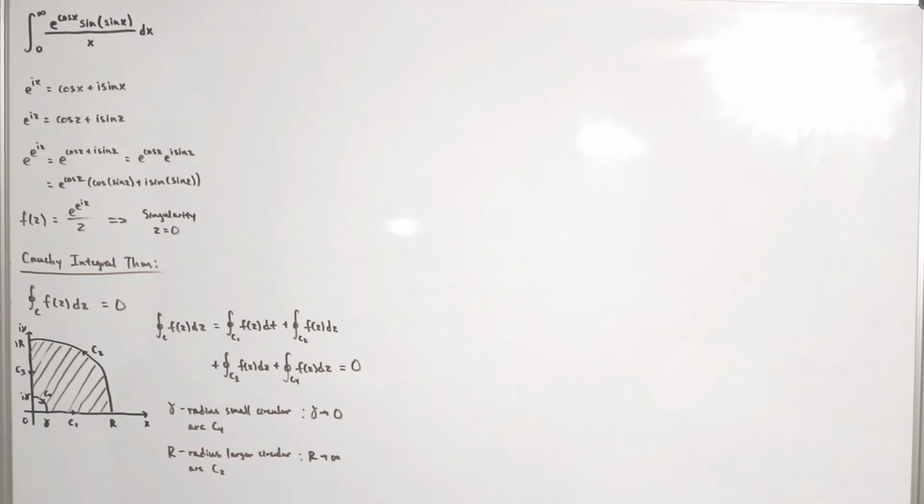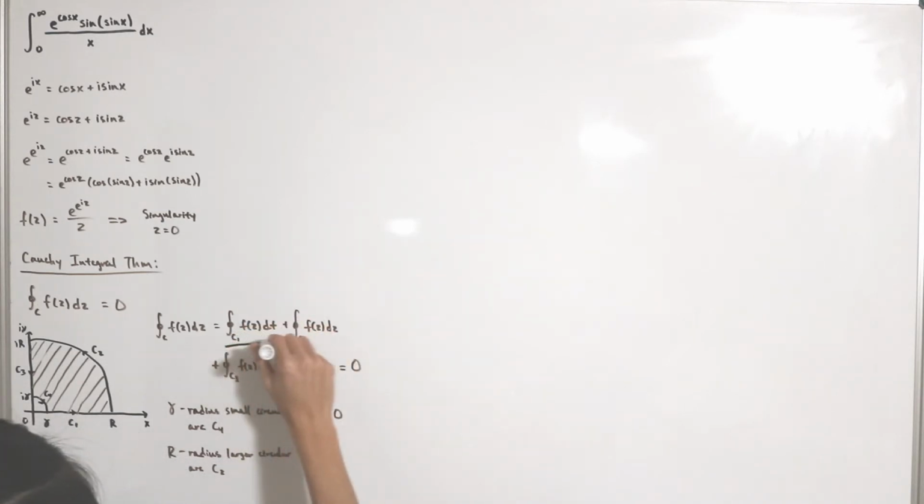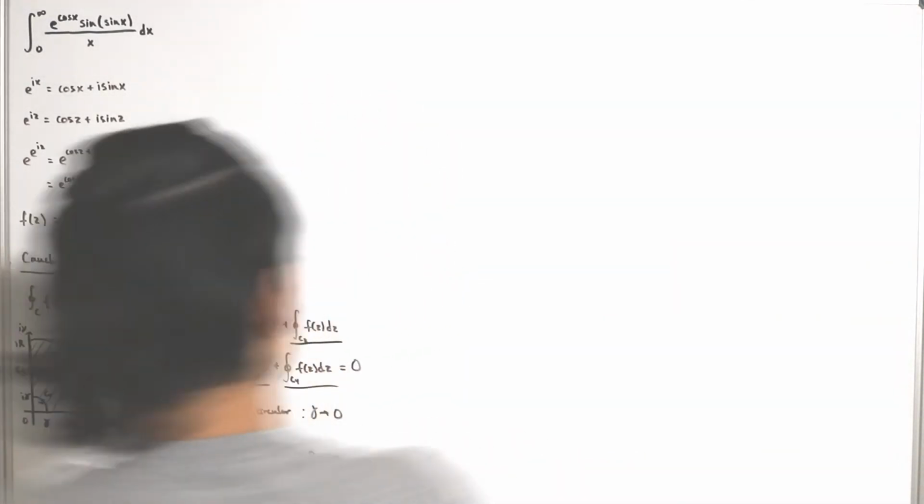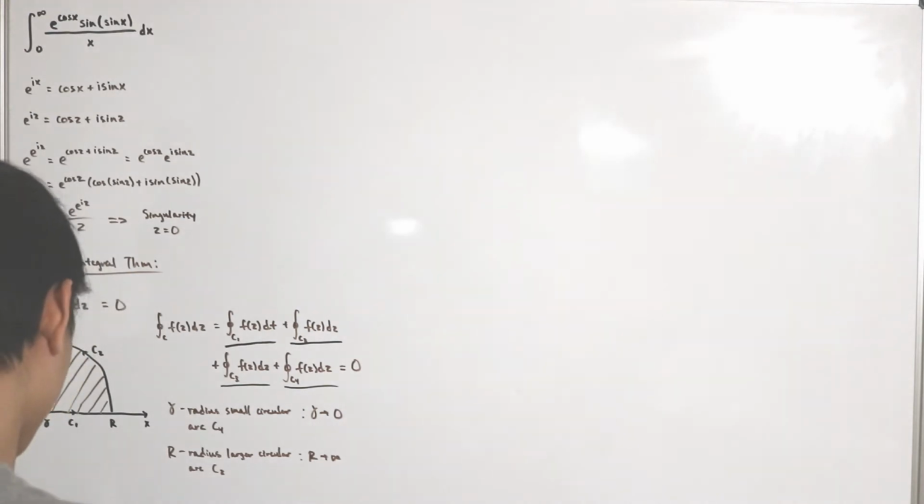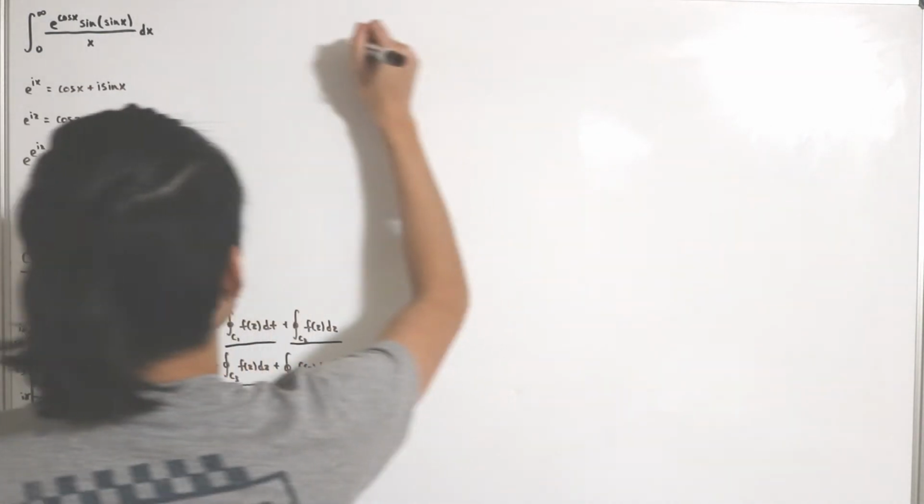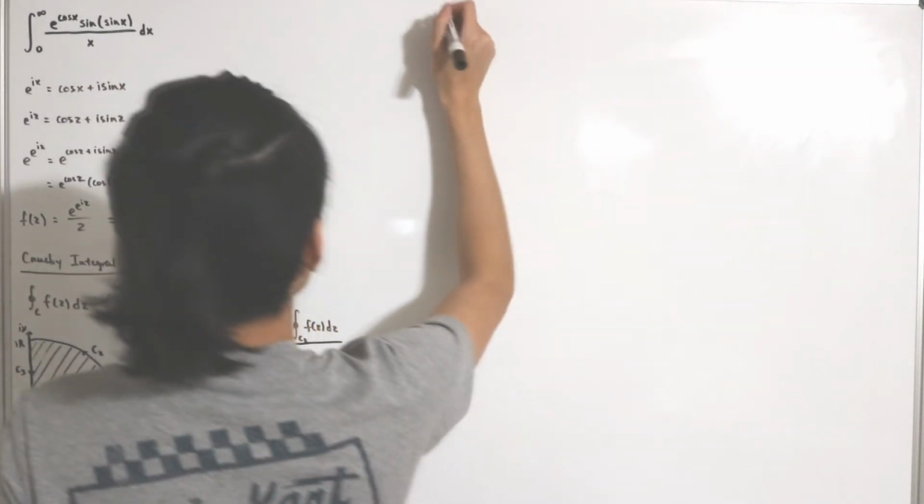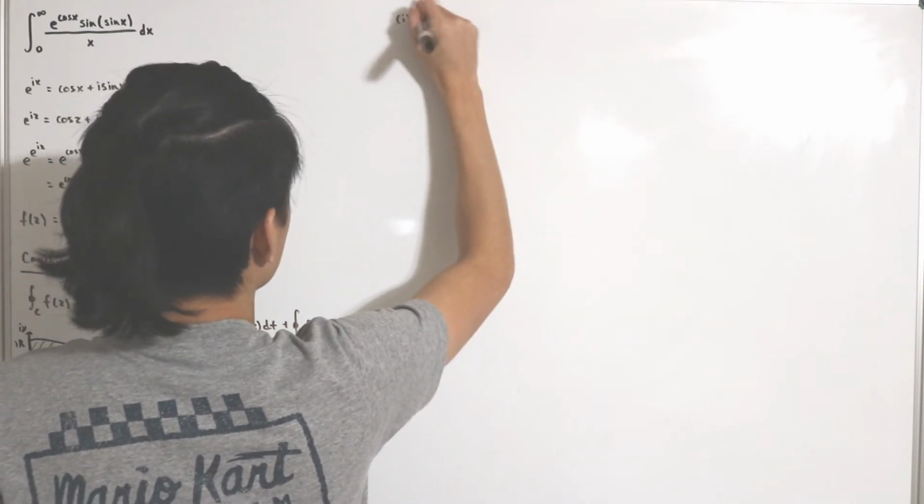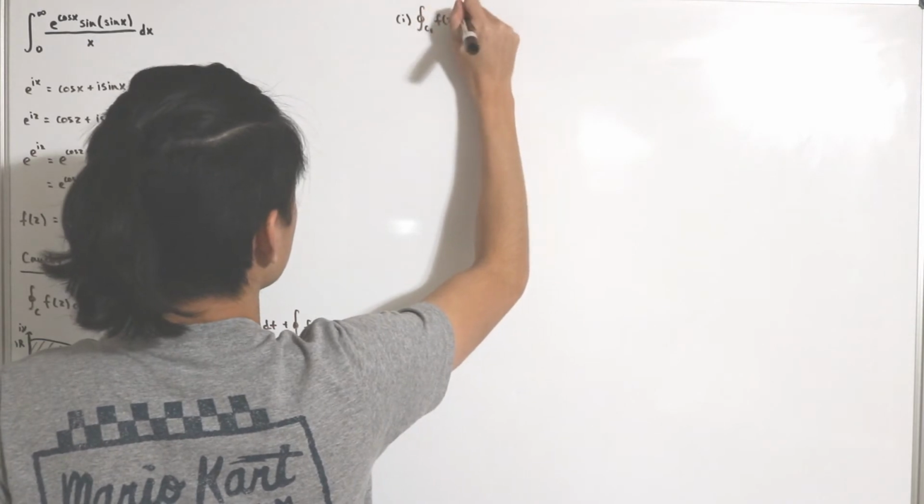Okay, and now with that, let's actually calculate our 4 contour integrals. So here, here, here, and here. We're going to calculate this one by one. So first, let's start by calculating our first contour integral at the curve C1. So we're going to calculate the contour integral over C1 of f of z dz.